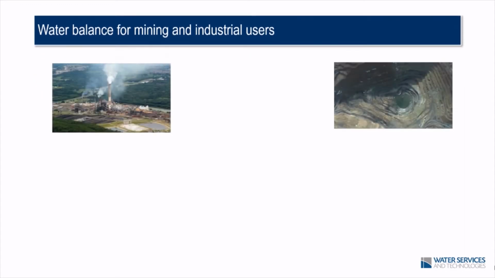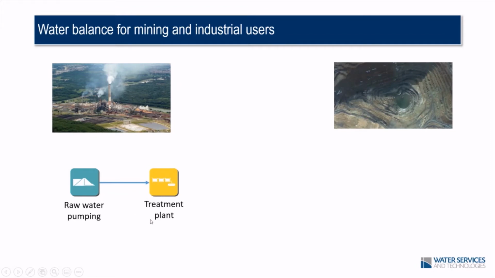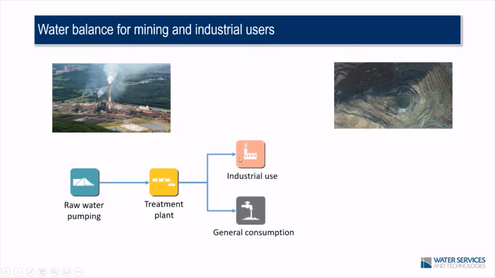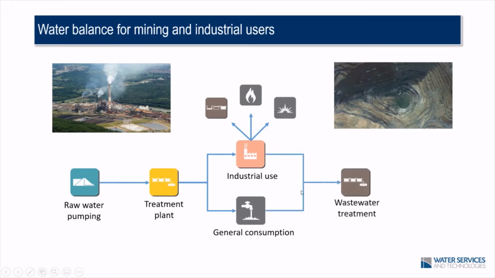So let's talk now about the water balance for mining and industrial users. For example, I'm gonna show you here a random flow chart from a particular industry. So we would have the raw water pumping that goes to the treatment plant, and this water goes to the industrial use and for general consumption. Inside the industry, we have different uses for the water, and then the wastewater from both go to the wastewater treatment and then back to the environment.